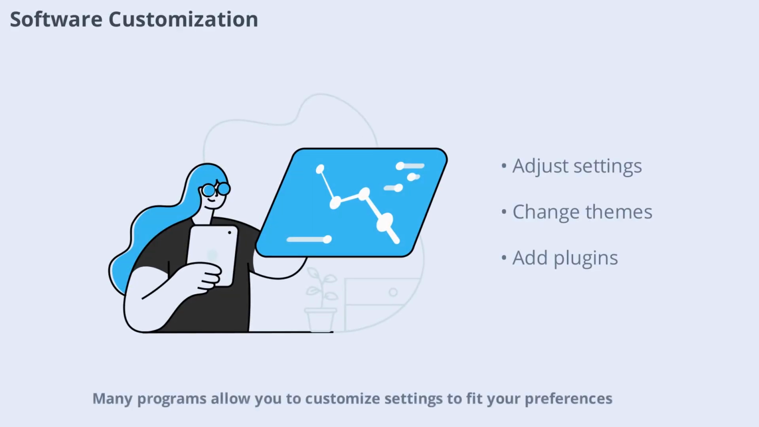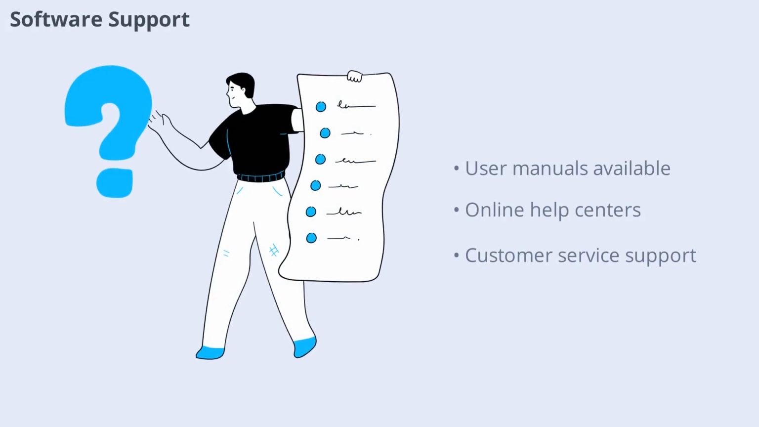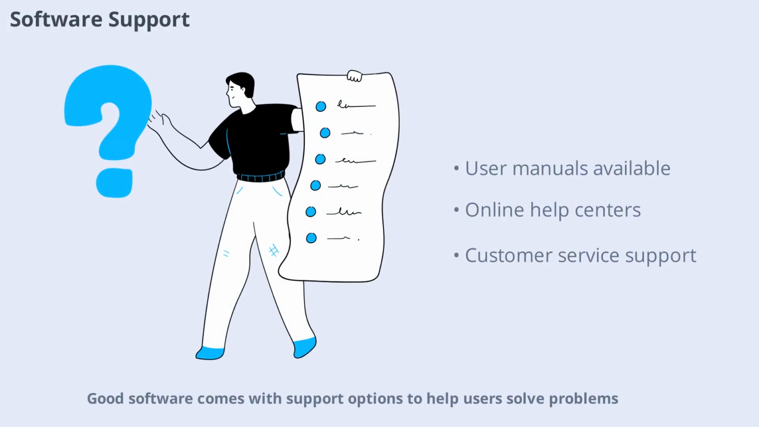Many programs allow you to customize settings to fit your preferences. Customization options might include changing themes, adjusting layouts, or adding plugins. Personalizing your software can make it more comfortable and efficient to use, helping you get the most out of your digital tools.